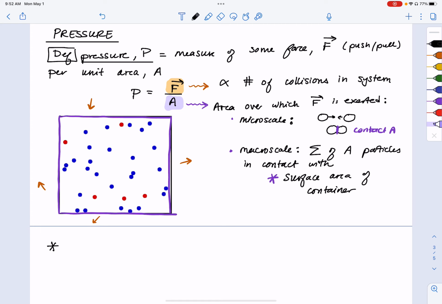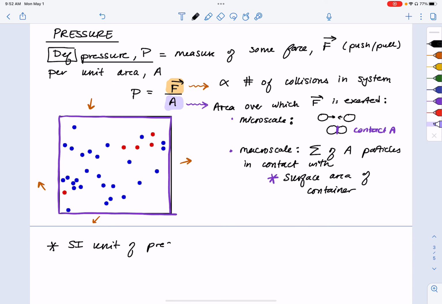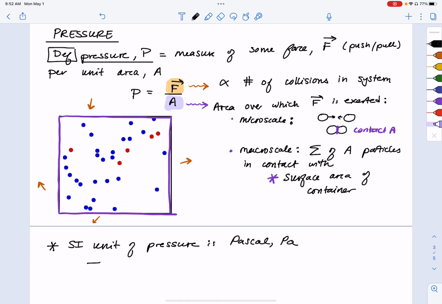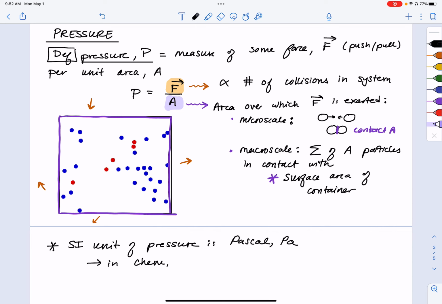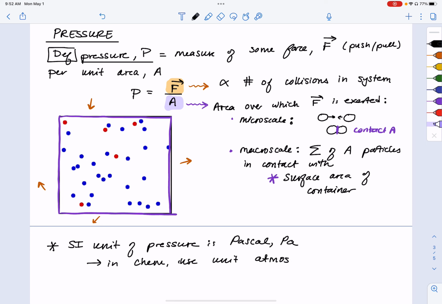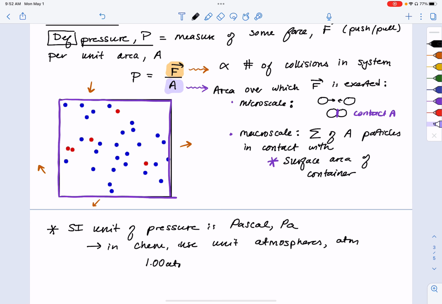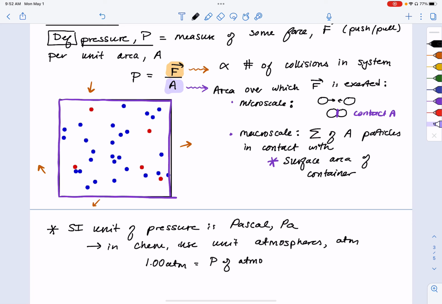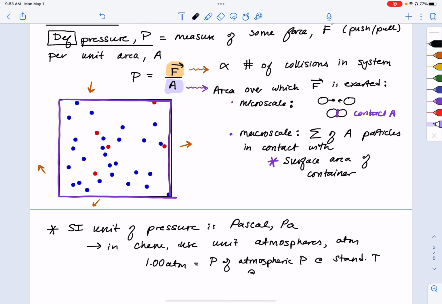Now, the SI unit of pressure is the Pascal, Pa. However, in chemistry, we like to refer to pressure relative to atmospheric pressure. So in chemistry, we use the unit atmospheres, atm, where by definition 1.00 atmosphere is equal to the pressure of the atmosphere, atmospheric pressure, at standard temperature and at sea level.